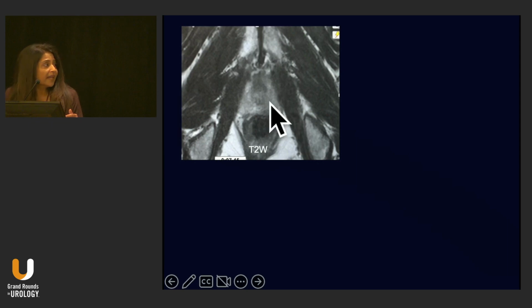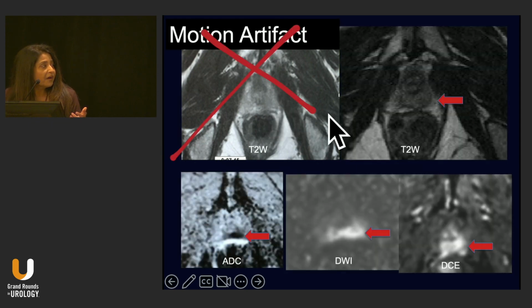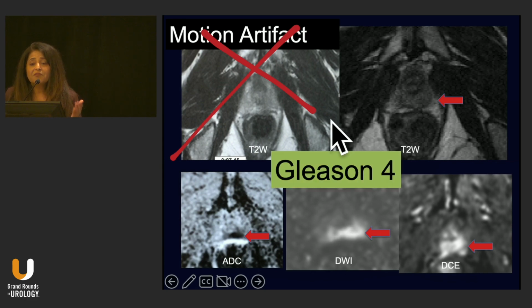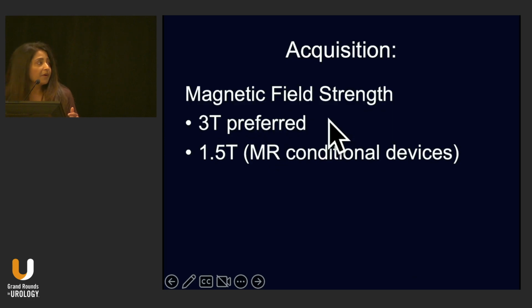For example, in this case, this was read as negative. There's a slight asymmetry here, and if you repeat the exam, there's a mass at the apex, and you can see this in black and white. So repeating the exam if there's any question is really, really important. This was a Gleason 4 tumor.